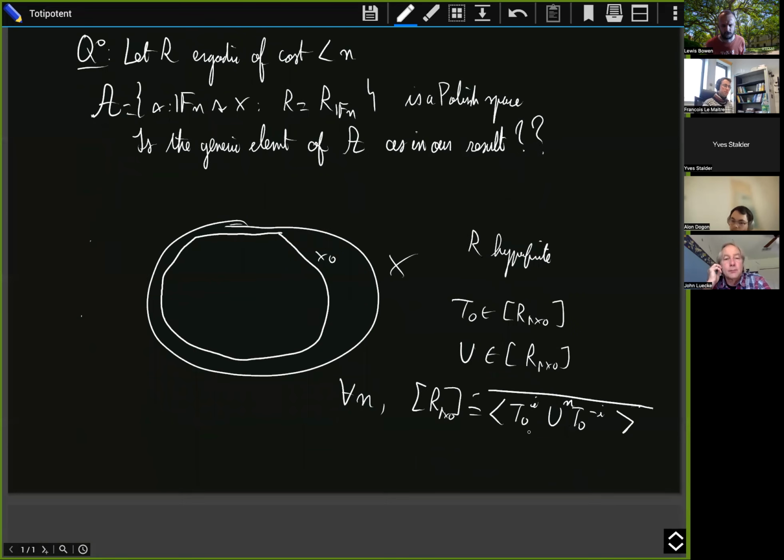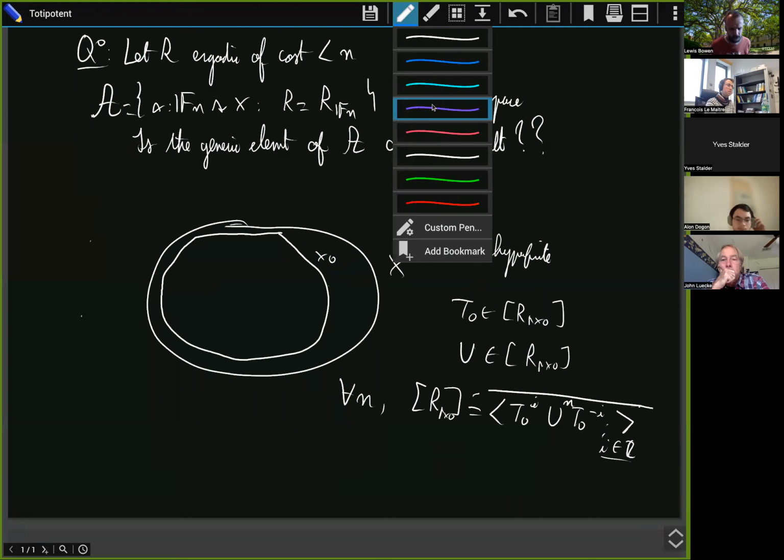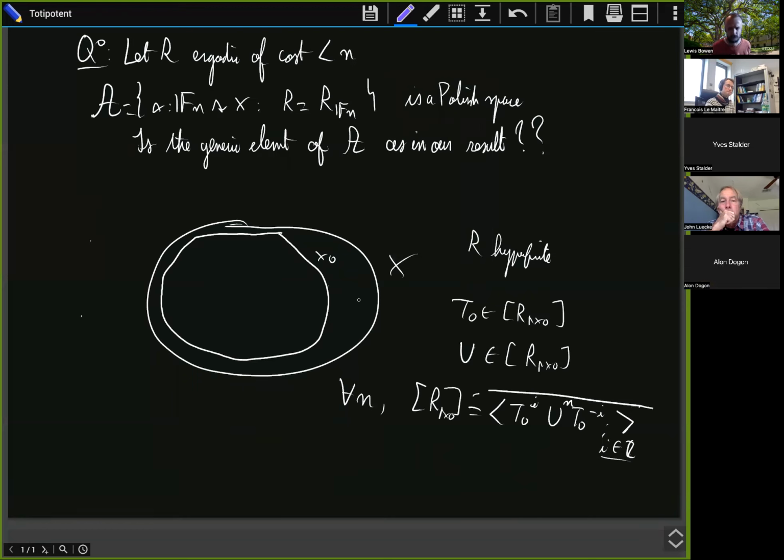All right, so this tells you, and here something is allowed to vary, I is taking values in Z. Okay, so you look at all the conjugates of U to the n, and you get a dense subgroup. Okay, and now what we do in the remaining part is basically we try to make the action totipotent.